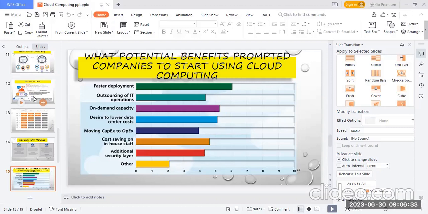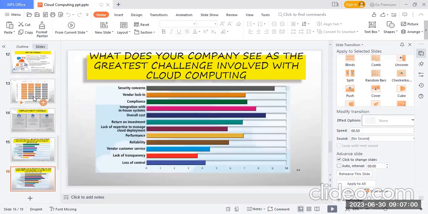Cost saving on in-house staff. Due to cloud, the number of staff is also reduced, so cost saving is possible. Additional security layer: with our system, cloud computing is also providing another security layer. And day by day, lots of innovations are there in cloud computing, which provide us more benefits in doing these different applications.